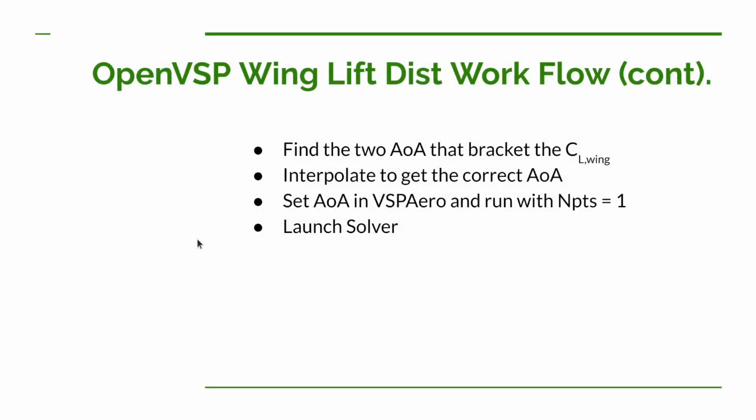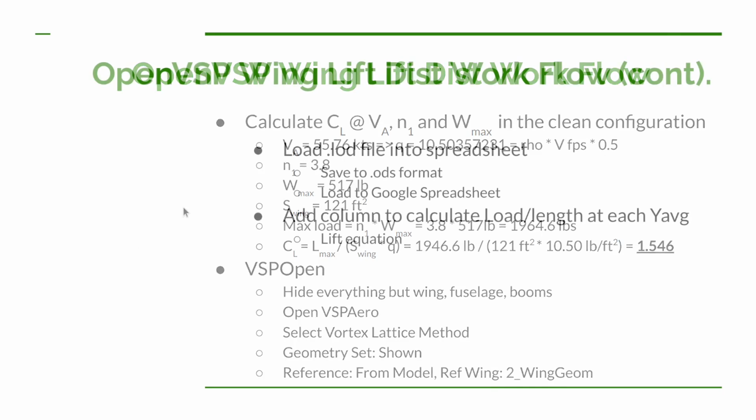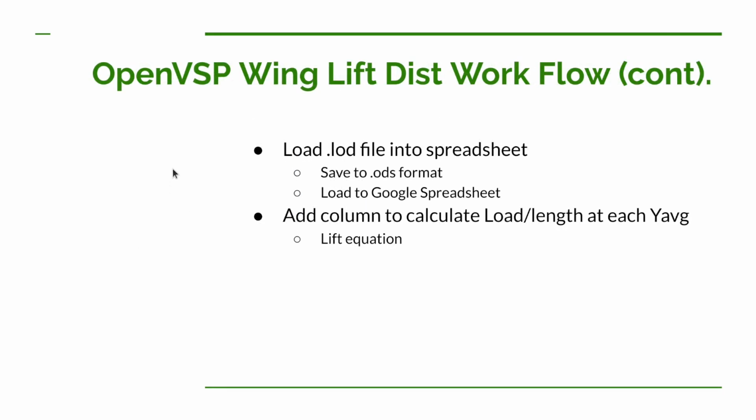So let's talk about the next steps to do. I want to find the two angles of attack where the coefficient of lift of the wing that OpenVSP calculated will bracket that coefficient of lift that we want. I will then interpolate to get the correct angle of attack that OpenVSP will give me the same coefficient of lift for the wing. I will then go back and run OpenVSP again at that one single angle of attack. So let's go back and look at that particular coefficient of lift that we wanted. That was 1.546.